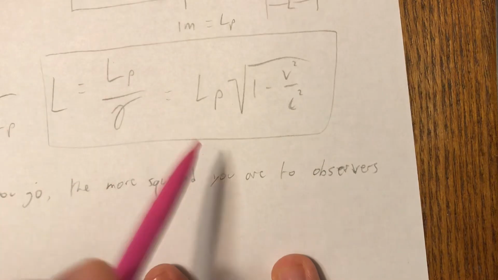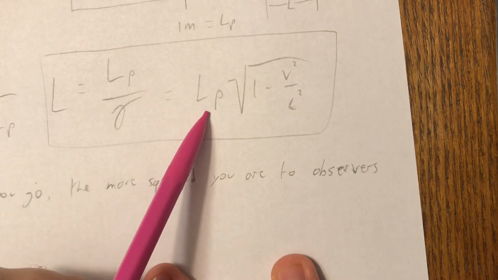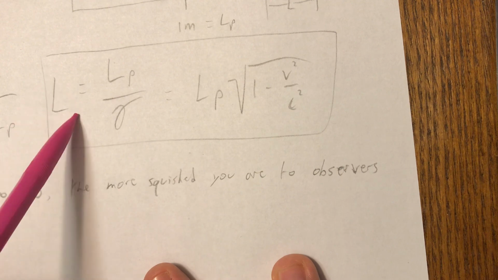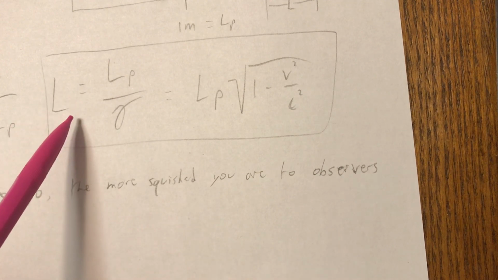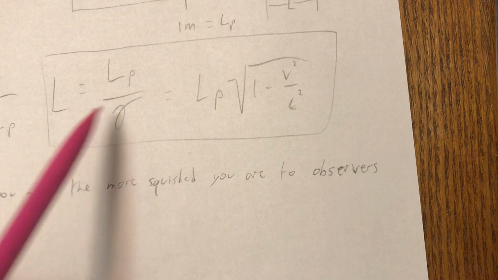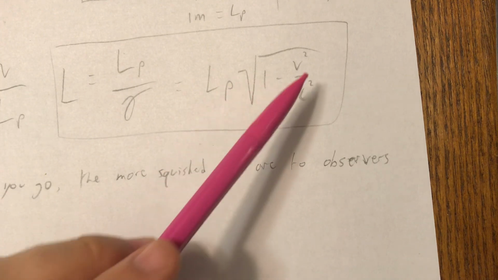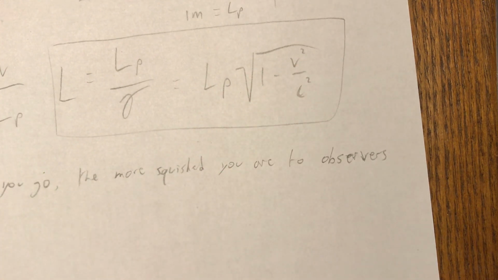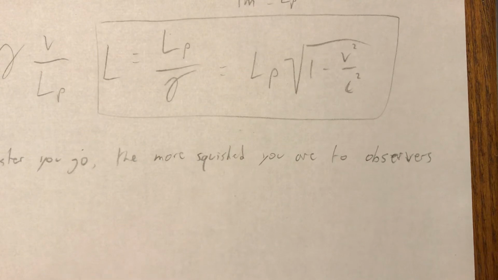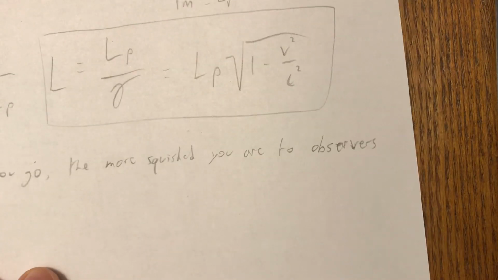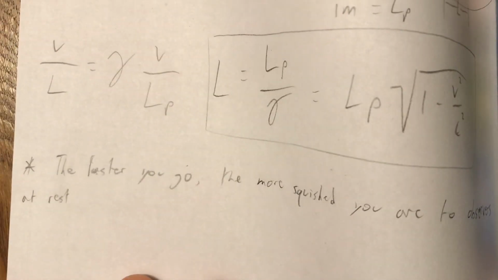So we get that the at-rest observer length is equal to your observation multiplied by the square root of 1 minus v squared over c squared. All right, this shows you that the faster you go, the more squished you are to observers at rest. Wow.